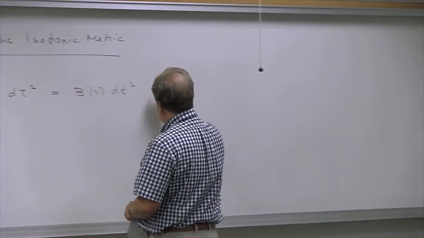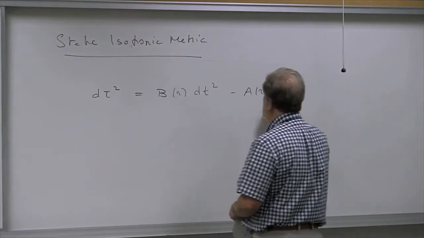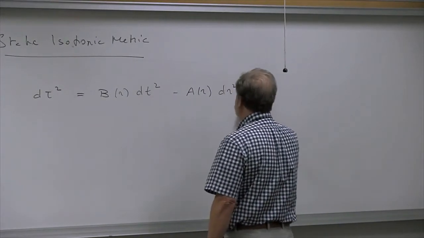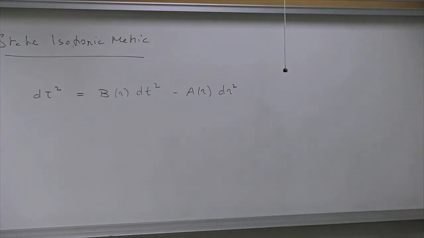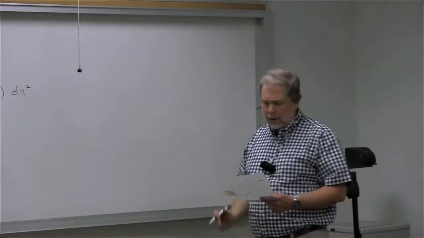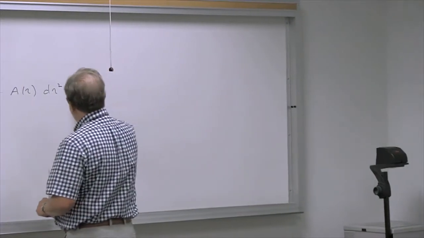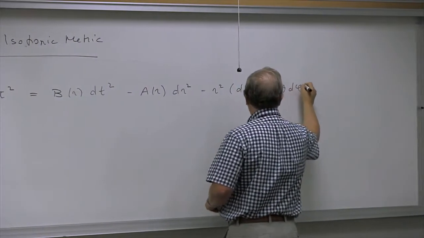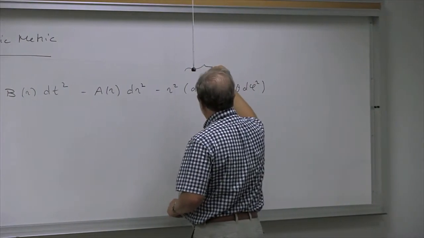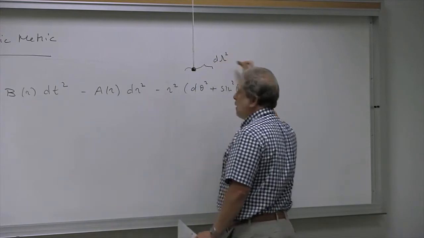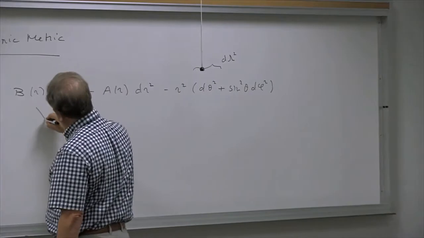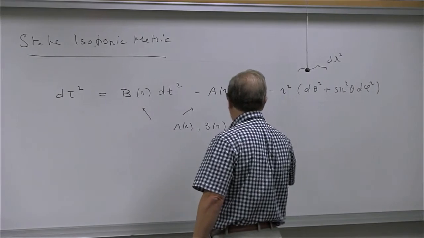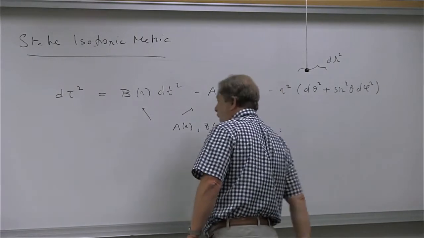And then minus some other function, again only a function of r, times dr squared. And then plus the angular part. Because we're assuming that you have spherical symmetry, the angular part is simple: minus r squared times d theta squared plus sine squared theta d phi squared. So this part here would be described as d omega squared, for example. The point is that B of r and A of r are t independent, time independent.